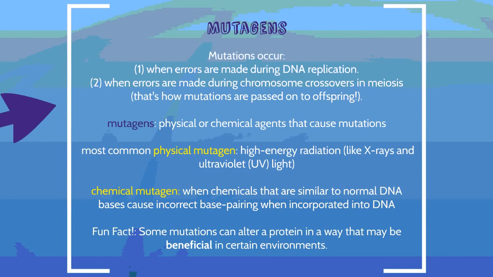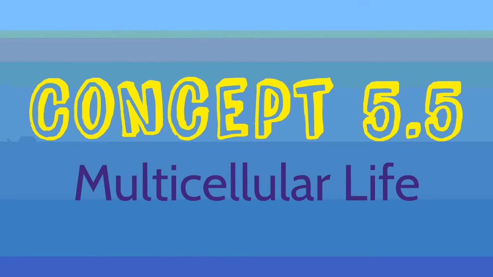All right, and then mutagens. Mutagens are essentially the physical or chemical agents that cause a mutation. These are things that are actually causing mutations to occur. These are things outside your body. A physical mutagen could be something like high radiation, and chemical mutagens are things that are similar to normal DNA, but they can cause base pairing to not happen correctly.